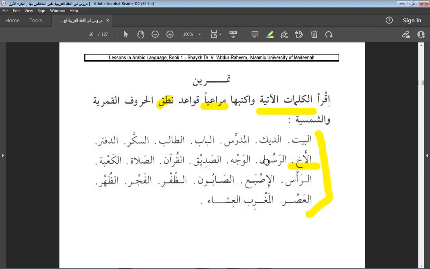Al-wajhu, the face. As-sadiqu, friend. Al-Quranu, the Quran. As-salatu, prayer or dua. Al-ka'ba, our own Kaaba in Mecca, the first house placed on earth for people. Ar-ra'su, the head. Ra's, the head. So the head of the family, you can say ra'sul usra. It's literally the head we are carrying on our bodies.